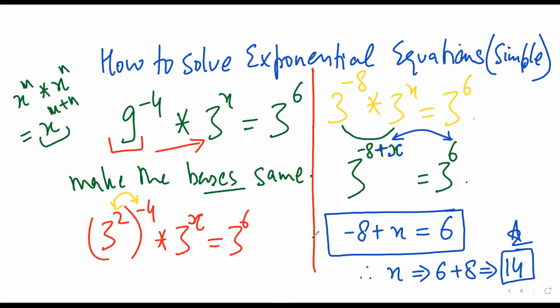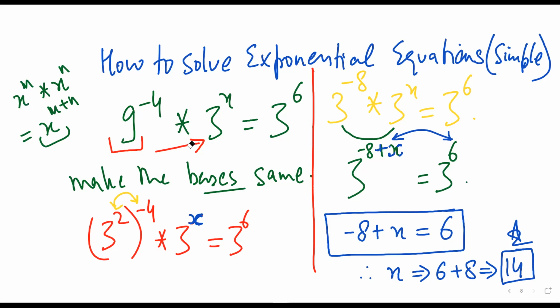Then after that, you got the answer for 3 raised to power 2 into minus 4, so you got it as 3 raised to power minus 8. Then you did 3 raised to power minus 8 plus x is equal to 3 raised to power 6. Then we created an equation with it. So the equation was minus 8 plus x is equal to 6. Then we got the minus 8 on the right hand side, so it became plus 8. So 6 plus 8 is equal to 14. So x is equal to 14.